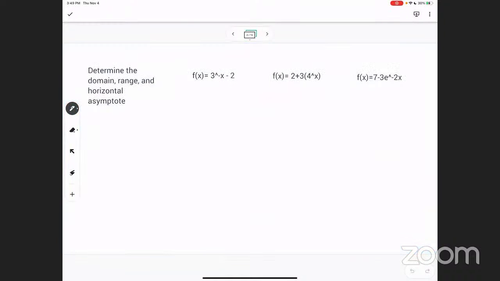All right, determine the domain, range, and horizontal asymptote. Okay. All right, so these are exponential functions. So I'm going to write this so that it's easier to understand what this is. Basically 3 to the negative X minus 2. This one is 2 plus 3 times 4 to the X. And this one is 7 minus 3 times e to the negative 2x.